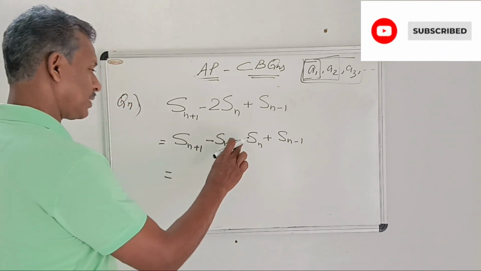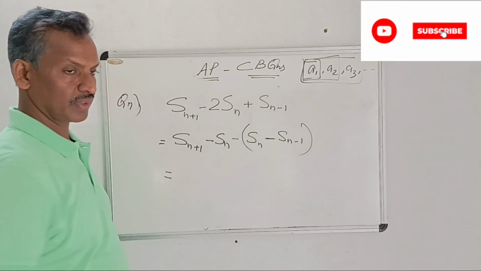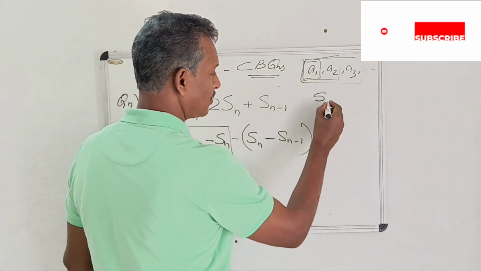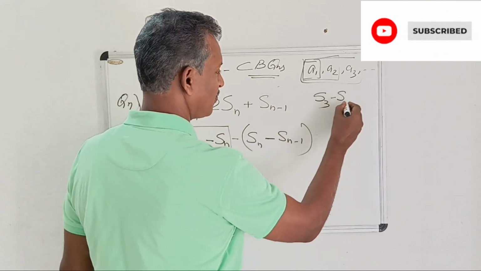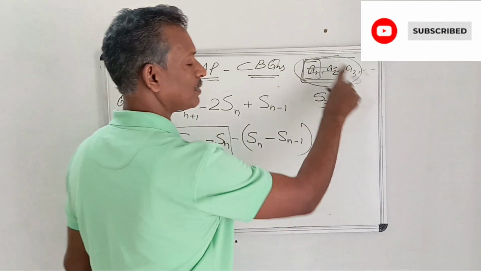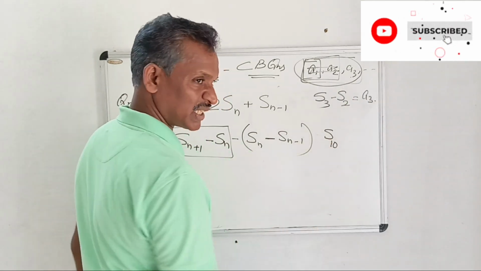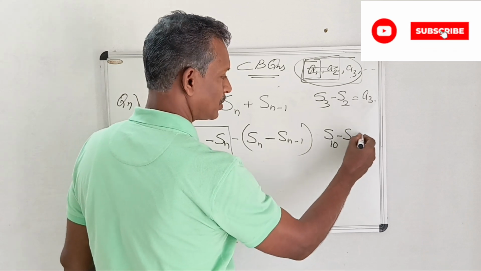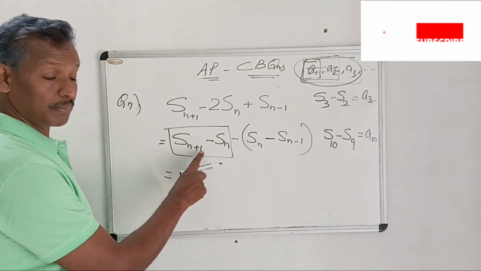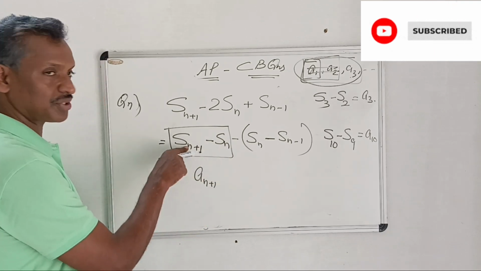I take minus common from the last two terms, and it will become minus. So what is the difference between these two? Suppose we take one example, sum of first three terms minus sum of first two terms. Sum of first three, from that if you remove the sum of the first two terms, what will you get? You will get the third term. Like this, if you subtract sum of first 10 terms minus sum of first 9 terms, you will get the 10th term because the 10th term is extra here. Like that, sum of first n plus 1 terms minus sum of first n terms, then the n plus 1th term is extra in it.